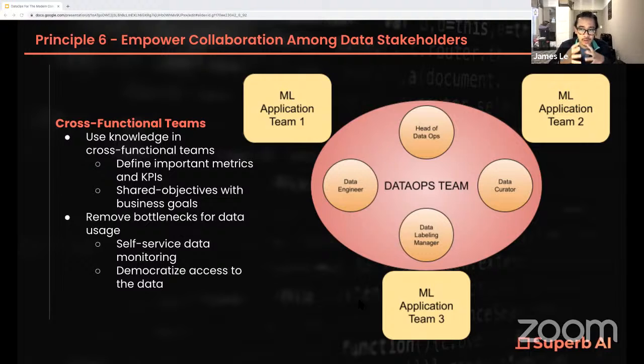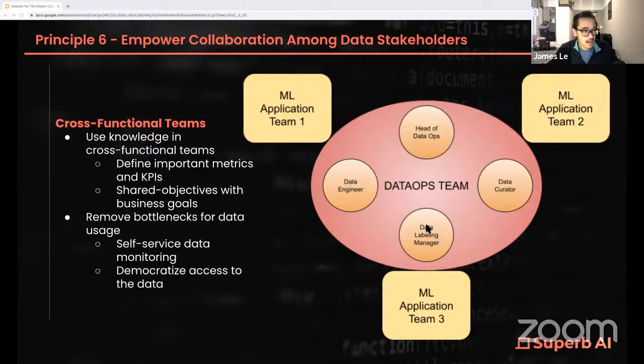Furthermore, to remove potential bottlenecks for data usage, you also want to set up self-service data monitoring and democratize access to data. So that's the high-level principle of how you can build a cross-functional team when working with data. While building computer vision applications, I believe that an ideal DataOps team should be composed of the core functions outlined here in the slide, and I'll go over in detail what these different teams and their responsibilities are in a second.